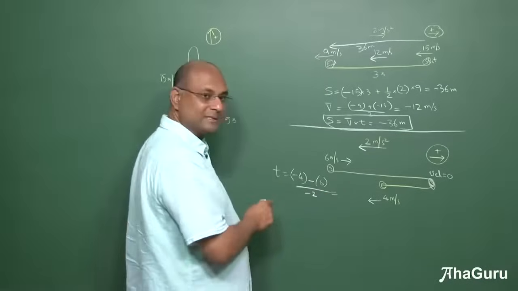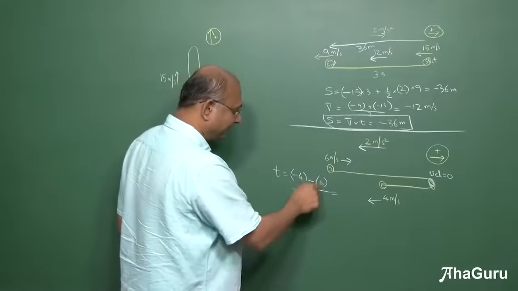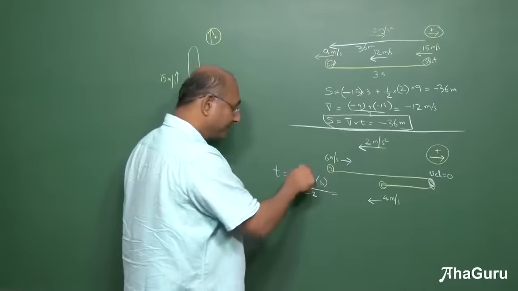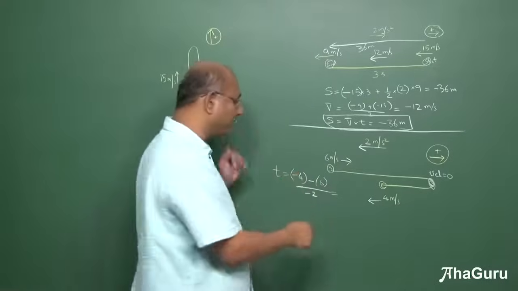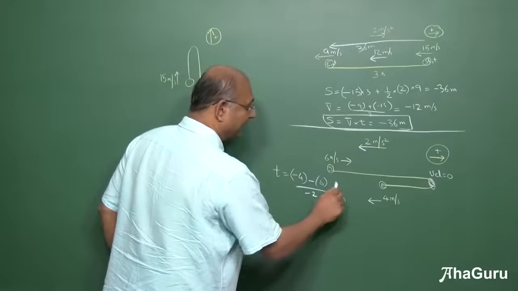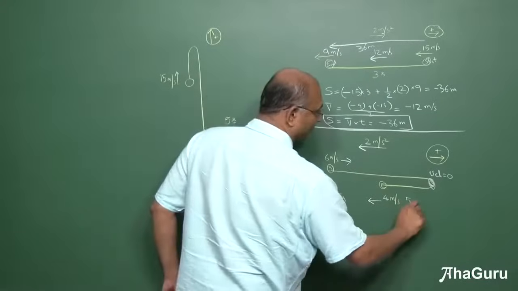Okay, how much is this? Minus 4 minus 6 is minus 10 by minus 2. Minus 10 by minus 2, minus minus cancels, 10 by 2, 5. So it is 5 seconds. It takes 5 seconds to go from here to there.